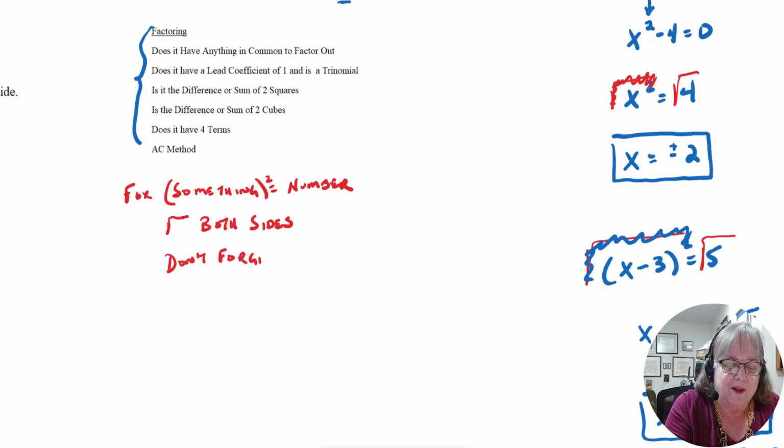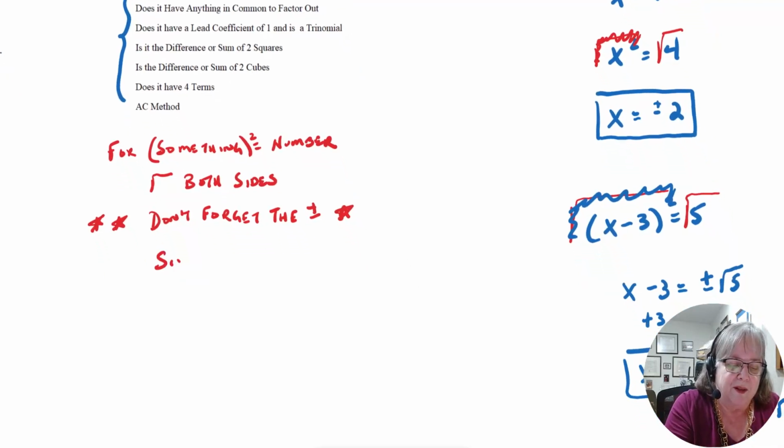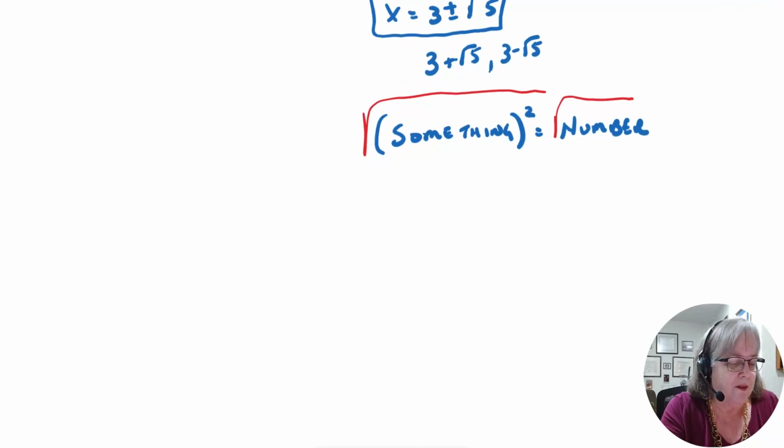Every time you leave this plus or minus off, you need to come back here and put stars next to it. Maybe change the color, whatever. And then you're going to simplify, if you can, and solve. Okay, let's see if that's working out. Let's try another one.